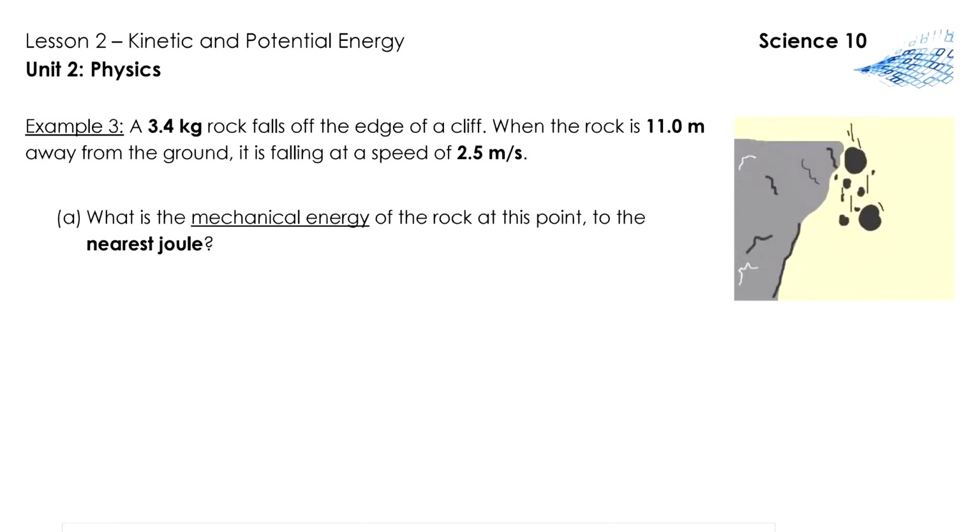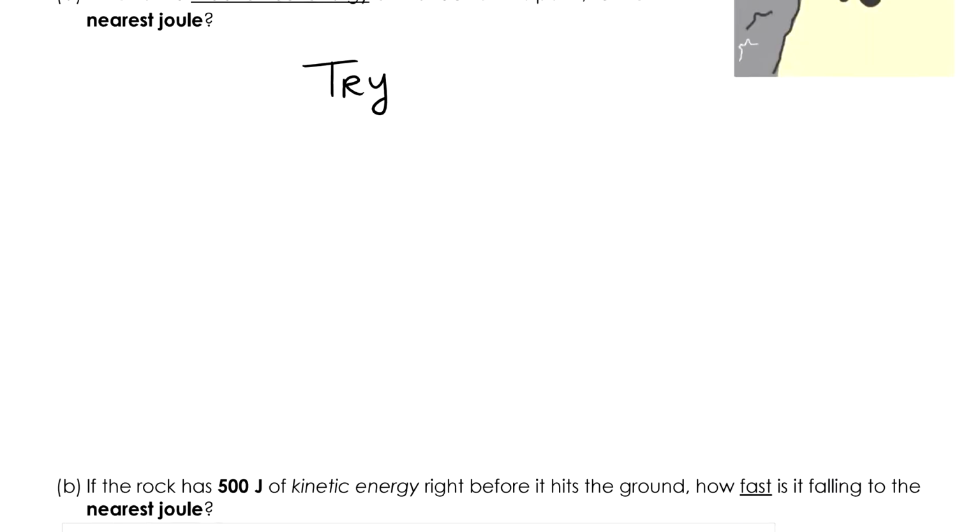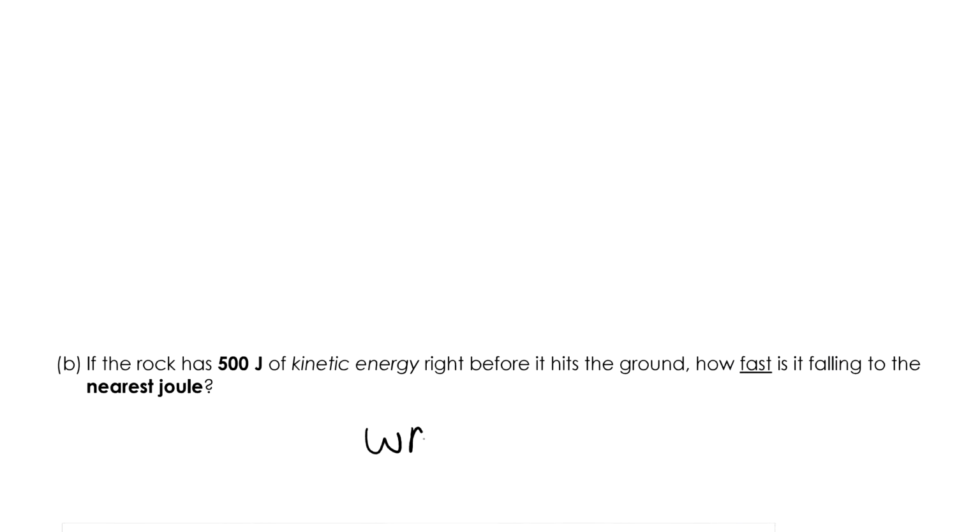Example 3, a 3.4 kilogram rock falls off the edge of a cliff. When the rock is 11 meters away from the ground, it's falling at a speed of 2.5 meters per second. I would like you to please try part A using the same skills that we just practiced in example 2, and then wait for me when you get to part B because I would like to show you how to solve this type of problem. Pause the video here while you do part A.